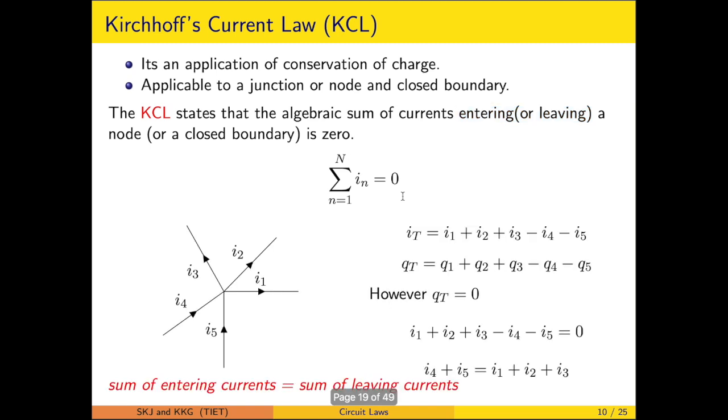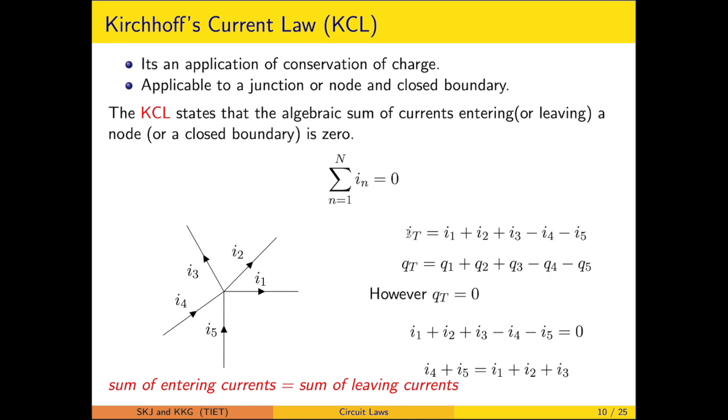Just to clarify, let's take one example here. In this example only the junction is treated, where 5 currents are marked. I1, I2 and I3 are the leaving currents or the outward currents. Similarly I4 and I5 are the entering currents. So let us take this relationship in a contrary perspective, and then only we will be able to say how this summation has to be 0 as per the conservation of charge.